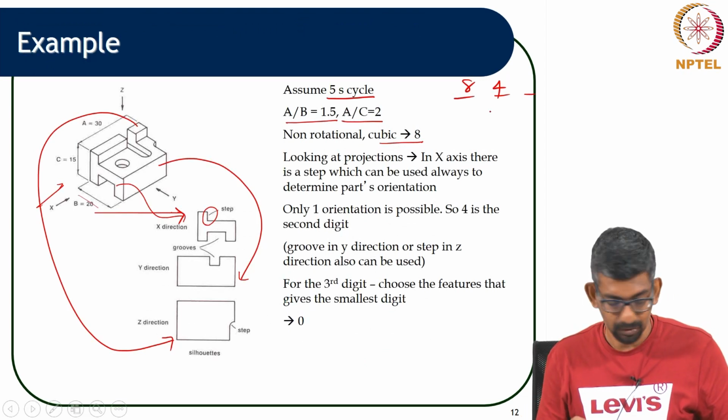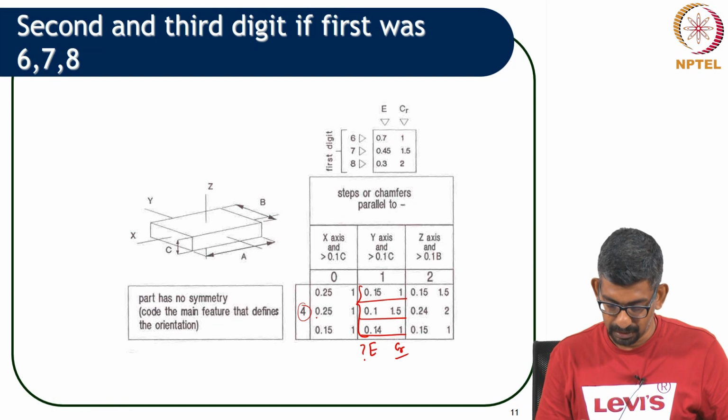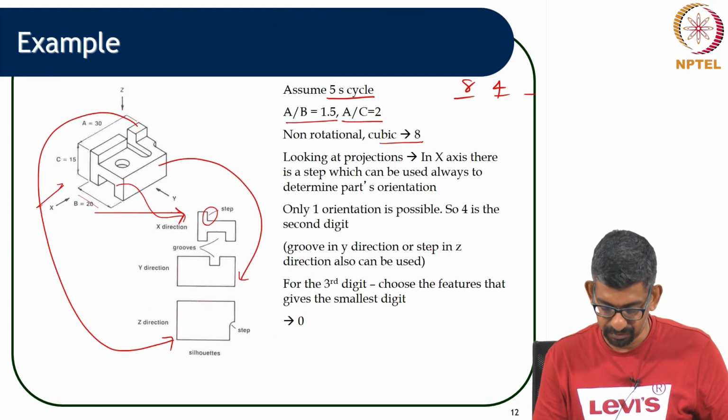Then I need to figure out what my third digit is, whether it is 0, 1 or 2, how steps or chamfers are parallel to the x axis, y axis, z axis. So, we will see what it says.